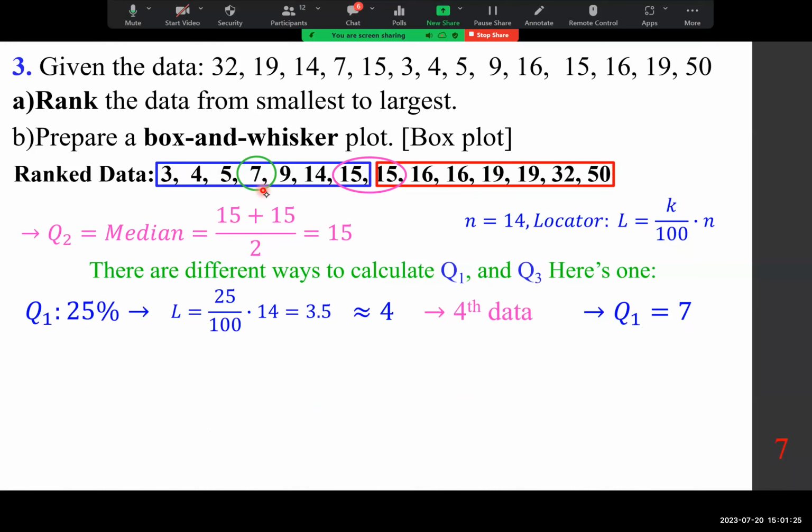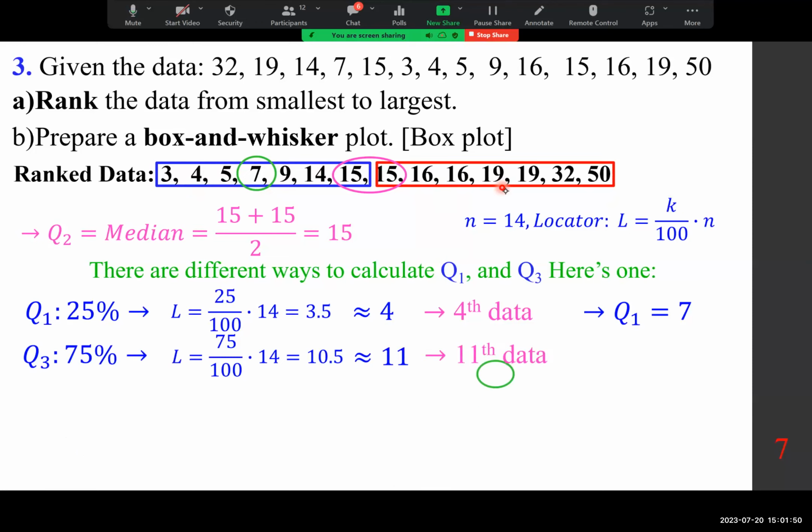Sometimes the answers may be slightly different. For the case of Q sub 3, so the 75th percentile, we're going to change the K to 75. And it's 10.5, round up to 11. And the 11th piece, remember this is 7, right? 8, 9, 10, 11. So the 11th piece of data is number 19, as it was discussed before.